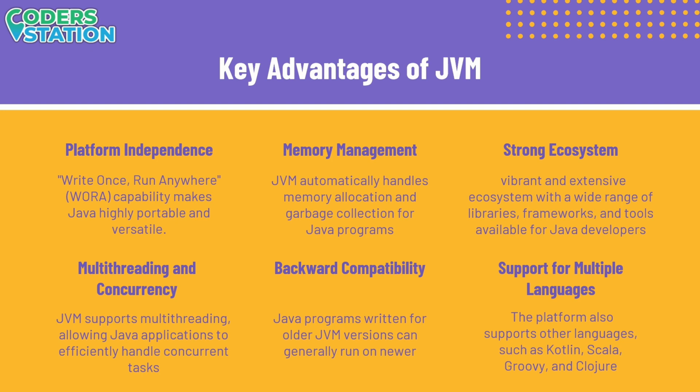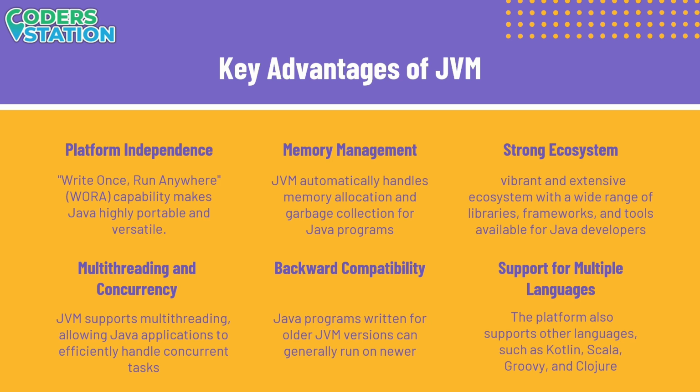First is platform independence. Platform independence, as the tagline of Java says, write once, run anywhere or run anytime. With this, we can understand that JVM allows Java programs to be executed on any platform that has a compatible JVM implementation. Java source code is compiled into platform-independent bytecodes which can be run on any device on any operating system that has JVM in it.